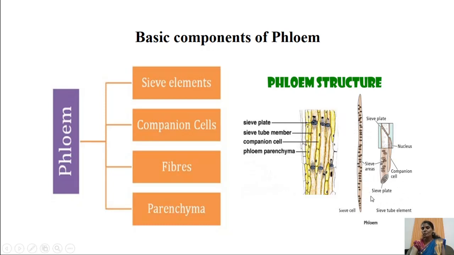Whereas this is a sieve tube element with a sieve plate on its end wall, with an oblique end wall, and it is provided with a nucleus. So of the 4 basic types of cells present in the phloem, only the phloem fibers are dead, and the remaining 3 are living. Whereas in case of xylem, except xylem parenchyma, all other 3 cells are dead. Whereas in case of phloem, except phloem fibers, the remaining 3 basic cells are living in nature.